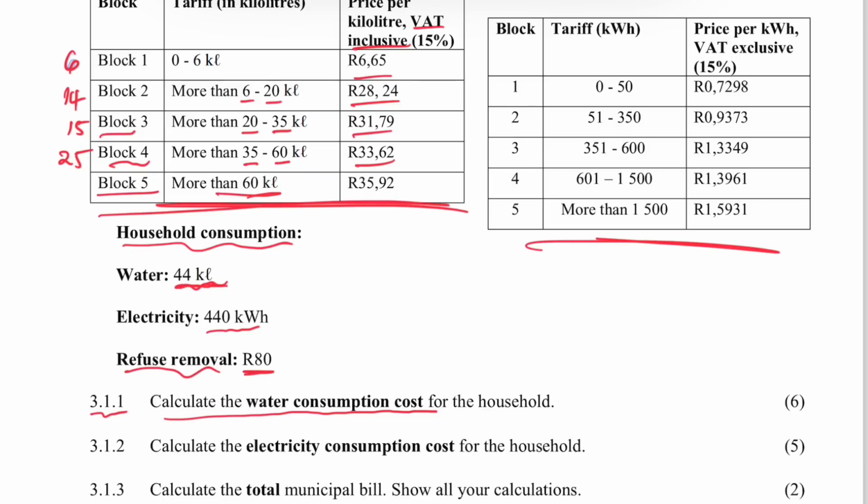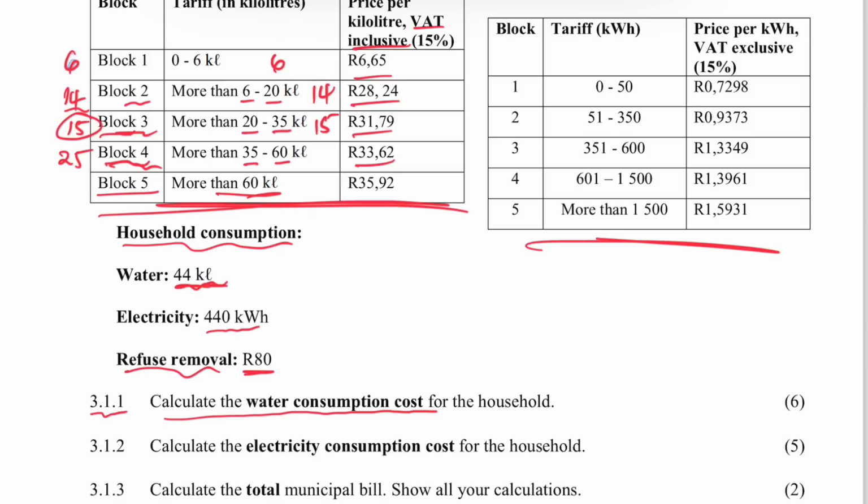Now, let's go to our 44. Let's divide 44 according to that. So in your calculator, you'll punch 44. You'll say 44 minus 6. There's a 6 there. 44 minus 6, you're remaining with 38. And then in the second block, it fits 14. And then you're going to say minus 14 again. And then you're remaining with 24. And then in block 3, there's 15 there. So you minus 15, and then you are left with 9.